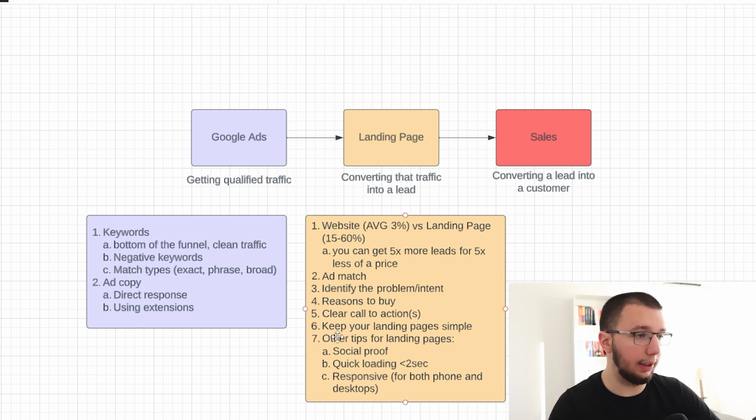The other tip I would add is to keep your landing pages simple. You don't need a fancy landing page with a bunch of buttons where people can click on a bunch of pages on your website. For it to be good, you really need 3 things, which is identifying the problem, give reasons to buy, and then give a clear call to action. That's it. And pairing that with the right high qualified traffic, you can get a really high conversion rate.